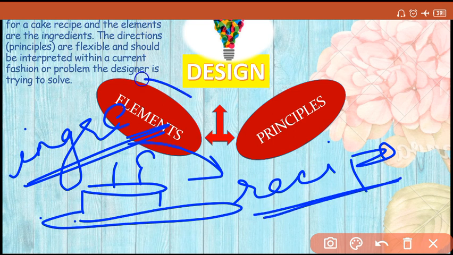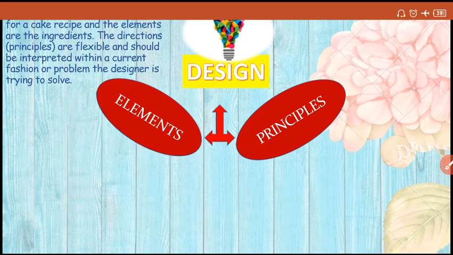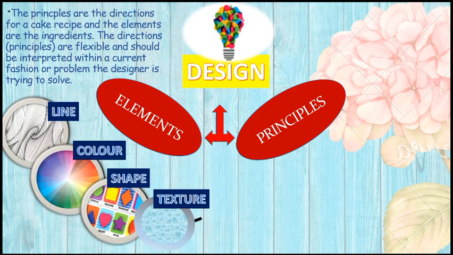That is the difference between the elements and the principles. The elements are the ingredients, which are the basic requirement. They are used by different designers to create different fashion stories. So, for a cake recipe, elements are the ingredients and the directions are the principles, and designers make use of them in different ways. We have four basic elements: the line.